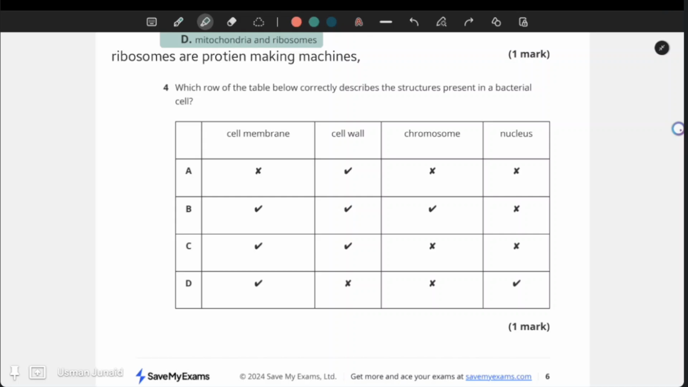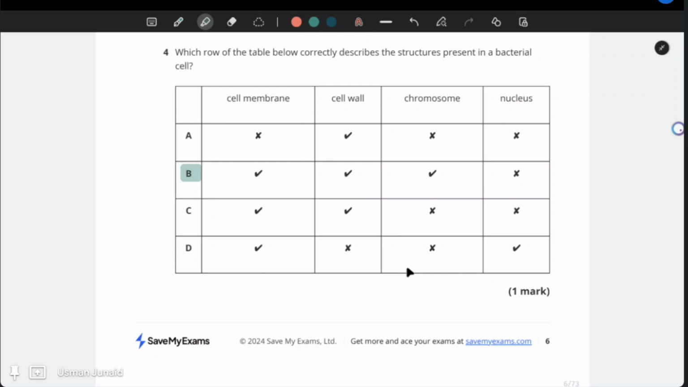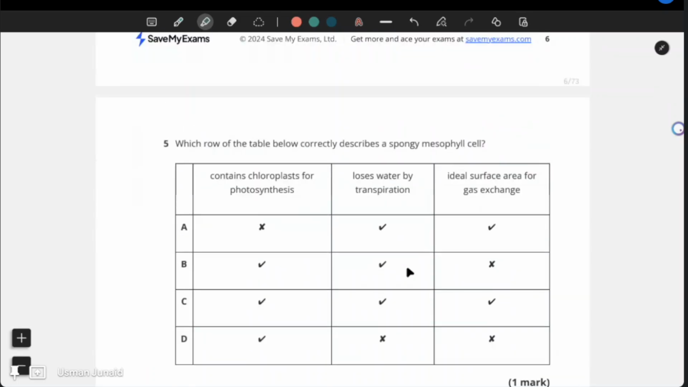Sir, is it B? It's B, right? Because you have cell membrane, you have cell wall, and you have chromosomes for DNA, but you do not have a nucleus because it is prokaryotic, right? Prokaryotic means it does not have a nucleus.